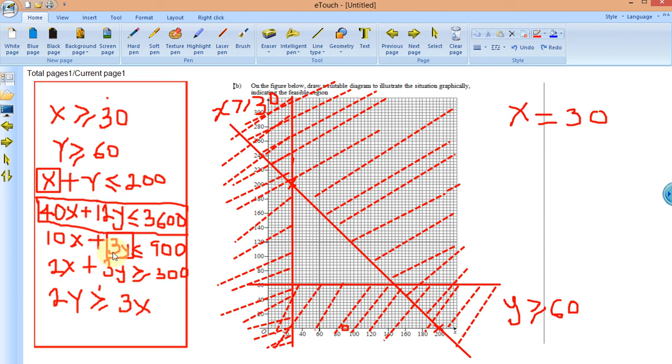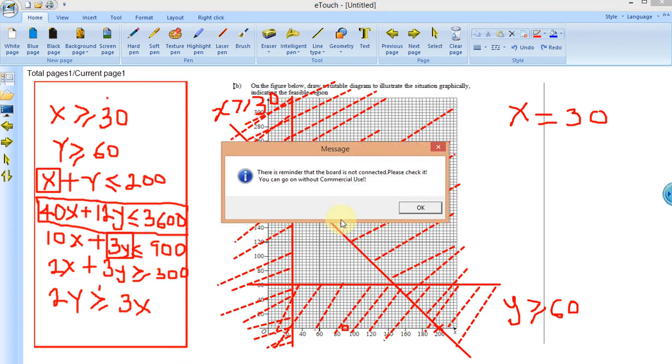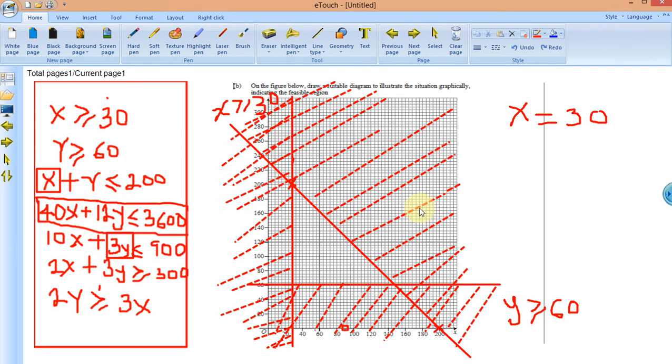So similarly, when x equals 0, I will have 3y equals 900. So y will be 900 divided by 3, and that will be 300. 300, right? So when x equals 0, go to 300 on the y-axis. So 3 here, so 300 here. That's perfect. I like that.